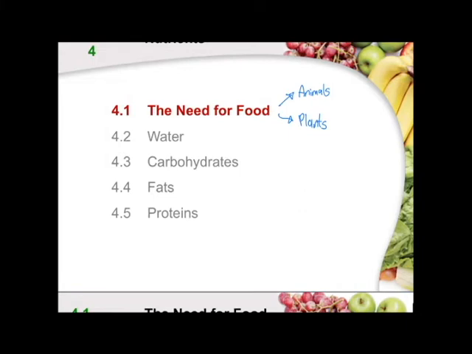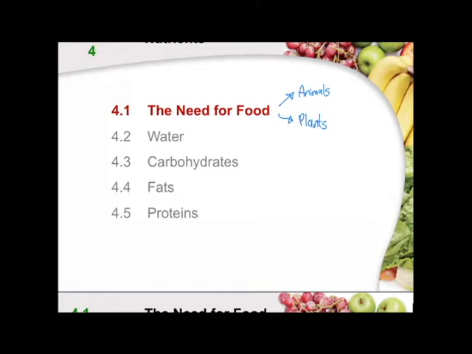Why water? Water is one of the main components in your human body. We need water to run a lot of our chemical reactions. So expect essay questions like what are some importance of water, or what are some functions of water.